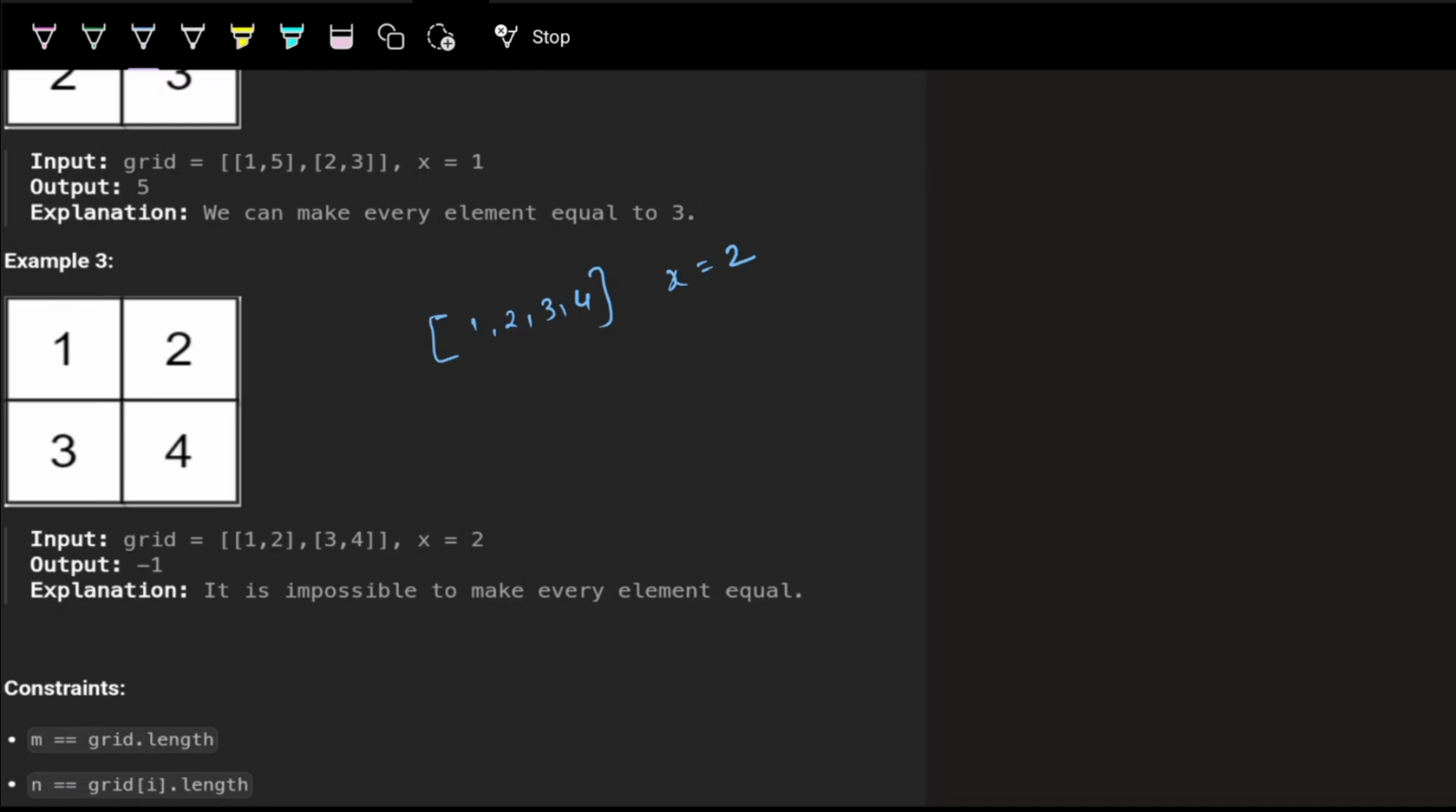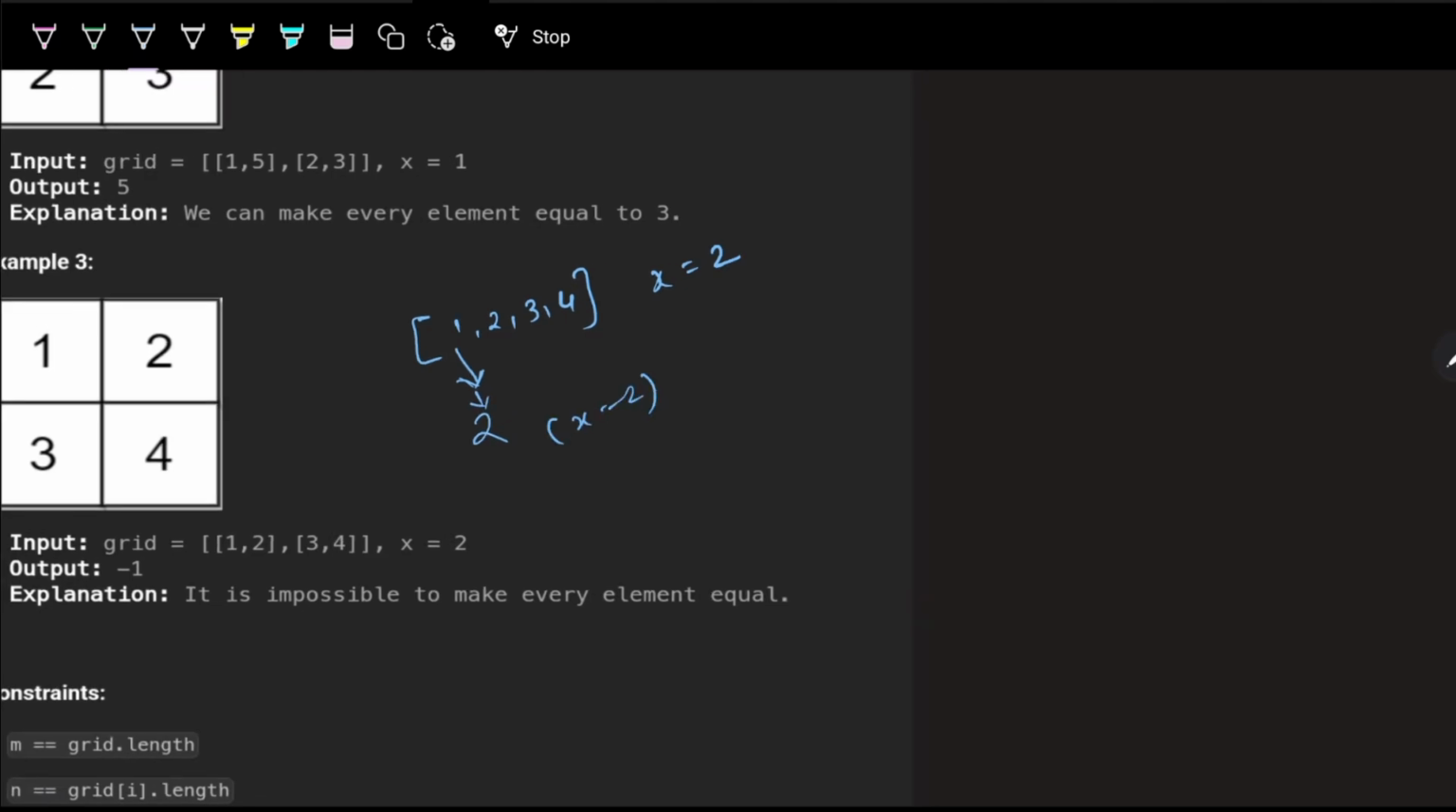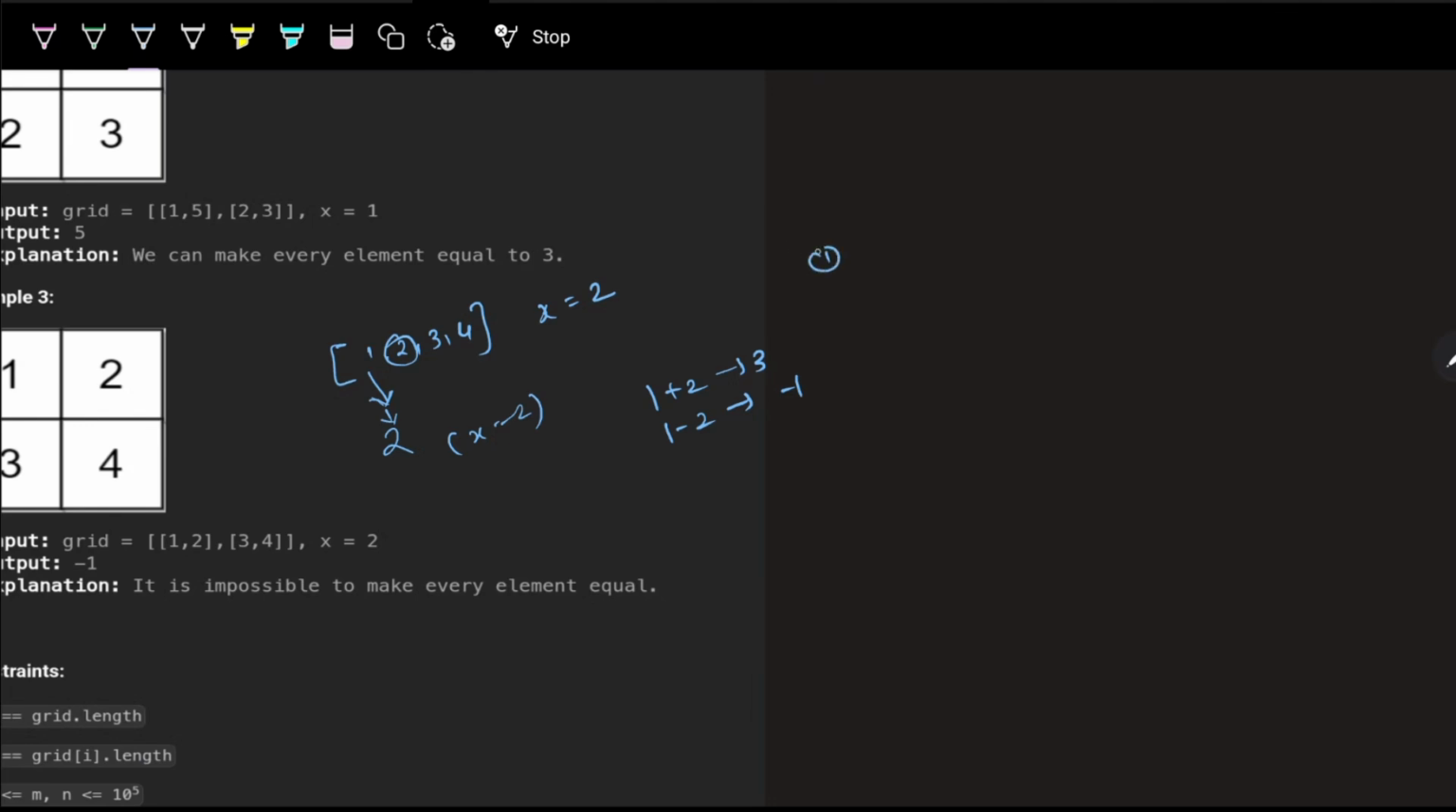But if you see, can you convert this 1 into 2 using x equal to 2? Never. Why? Because 1 plus 2 will give you 3, or 1 minus 2 will give you -1. So first let's try to convert all elements into 1. Is it possible? No. Why? Because 2 minus 2 will directly give you 0, or 2 plus 2 will directly give you 4.